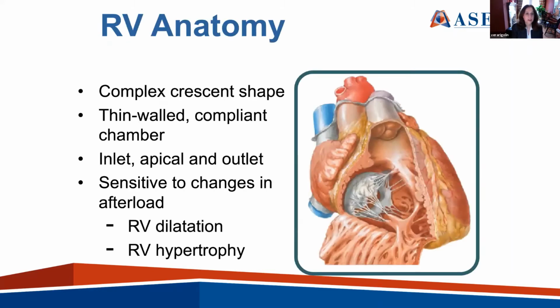Let's start our discussion by reviewing the right ventricular anatomy. The right ventricle is very different from the left ventricle in that it is a complex structure that has a crescentic shape. Unlike the left ventricle, which is thick-walled, the right ventricle is thin-walled, and this allows it to be a very compliant chamber. It is comprised of an inlet portion, an apical portion, and an outlet portion. It is very sensitive to changes in afterload, and as a result, it can dilate and it can hypertrophy.